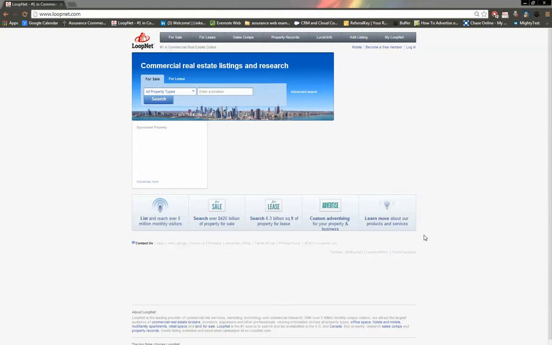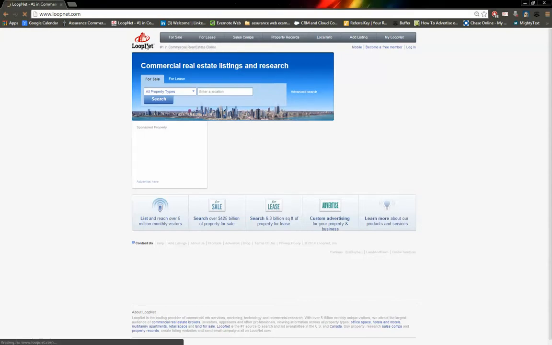Ladies and gentlemen, today we're going to look at a walkthrough on how Loopnet works. I'm going to spend just a second talking about each of these categories. Clicking this goes to the home page. This is the home page here. If you're not signed in, this is what it looks like. So I'm going to sign in in a minute.